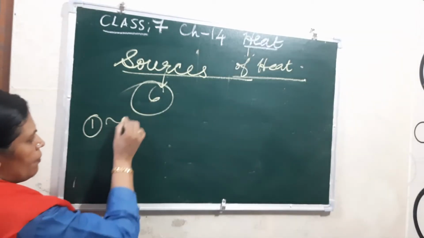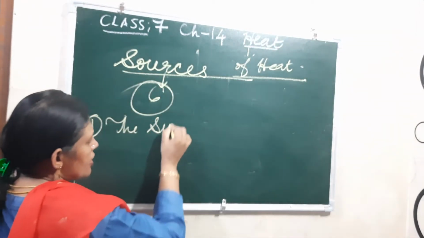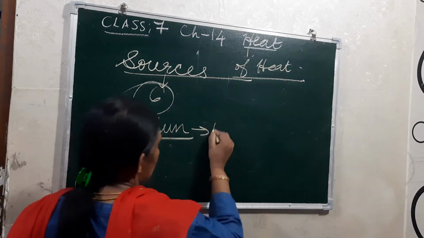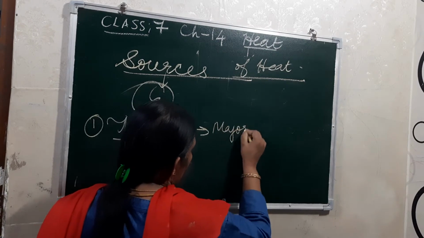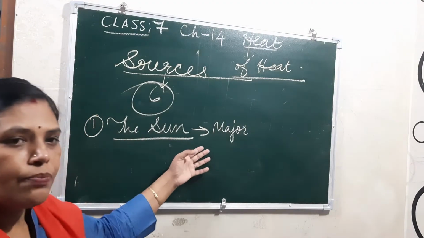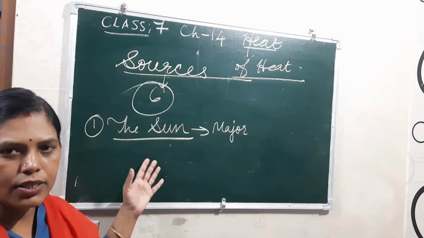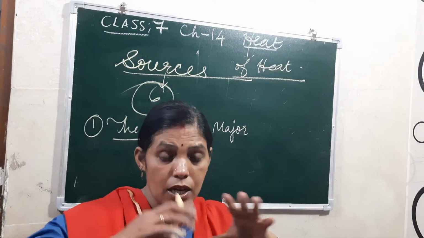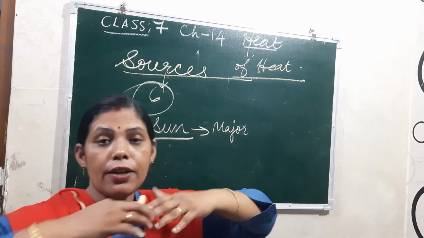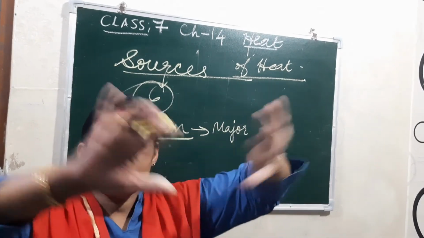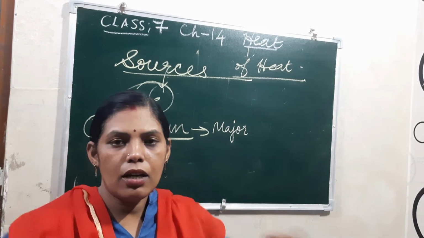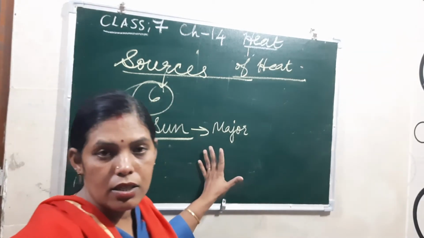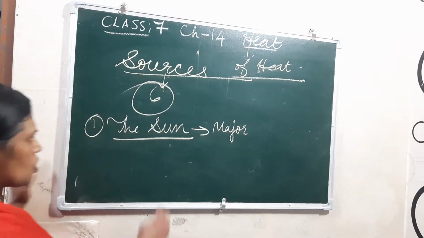First one, the sun. The sun is actually the main source, the major source of heat. It produces solar energy. From the sun only, the whole world gets heat, and light also is because of the sun. So the sun is the major source of heat.